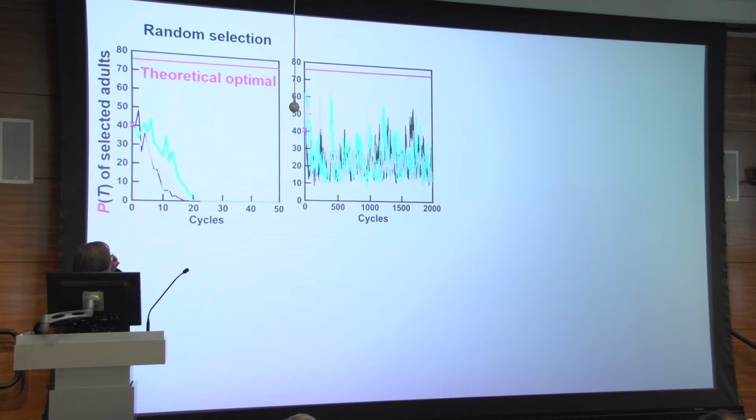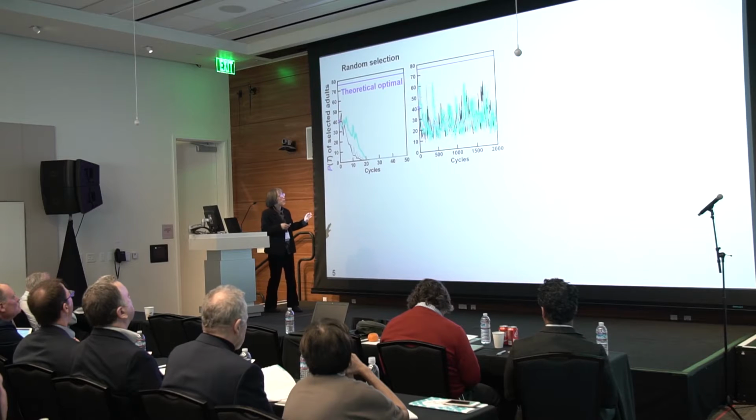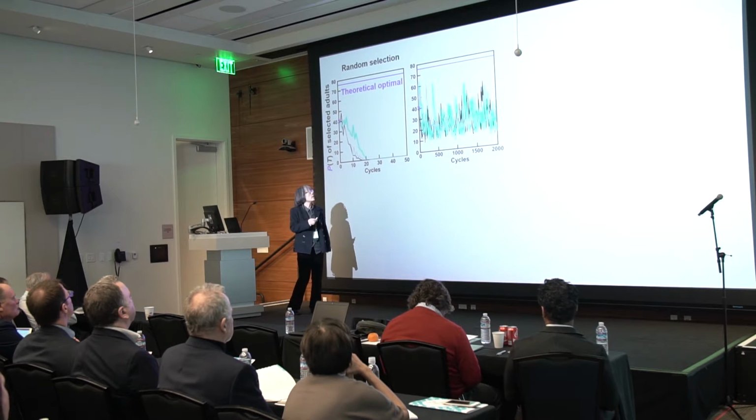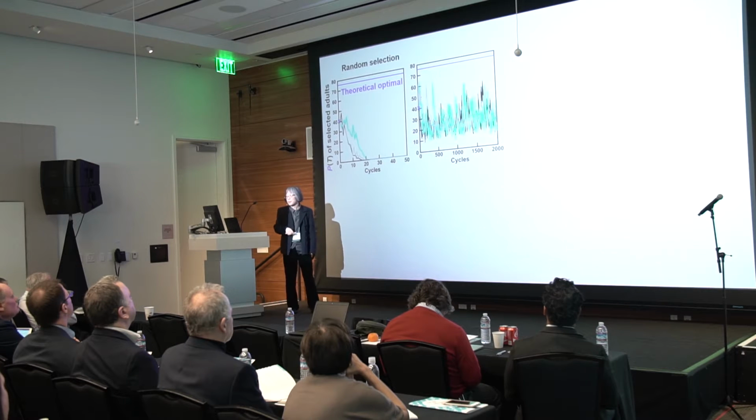Suppose we apply community selection. In all 3 experiments, community function fluctuates up and down. It does not crash to 0, but it is nowhere close to the theoretical optimal, as indicated by this purple line. Now, why is that?